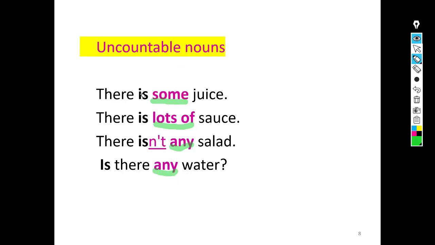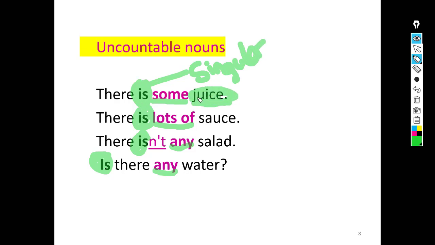Let's look. You can see all the verbs are "is". Why? Because it hasn't got any plural form. Look at here. Can we count juice? No. So it should be singular, because we haven't got any plural form of juice. Sauce. Can we count the sauce? No. So we have to use "is". Can we count the salad? No, we have to use "is".